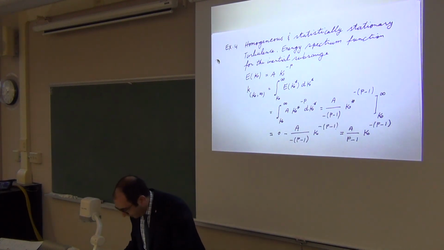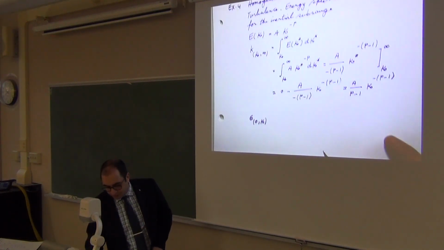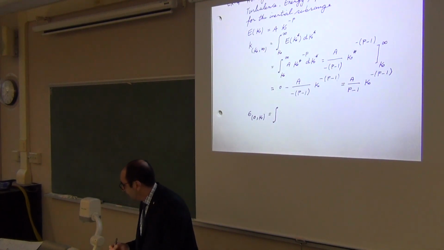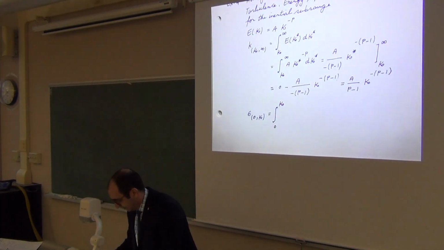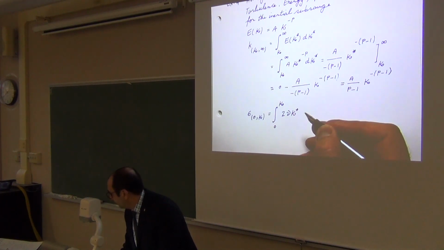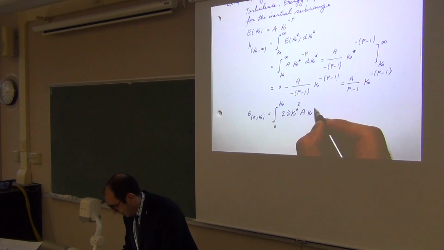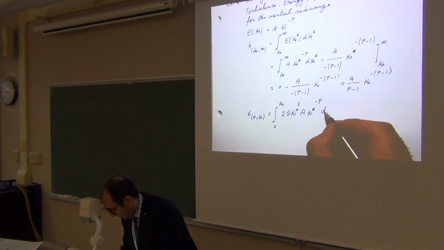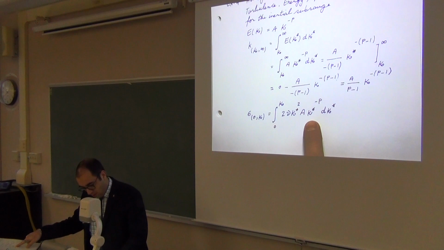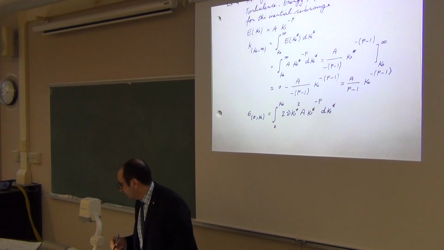What about the dissipation rate? If I have a different range, I must evaluate the dissipation rate, so I carefully write the expression for that. A different integral from 0 now to kappa, 2 nu kappa star to the power of 2 times A kappa star to the power of minus P, d kappa star. So again, I put a star to distinguish the variable of integration, kappa star, from the limit of the integral, now the upper limit of the integral.